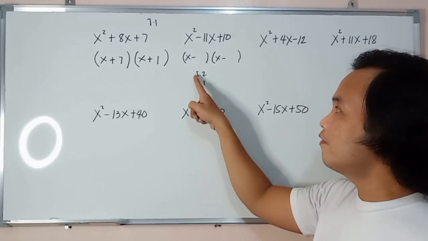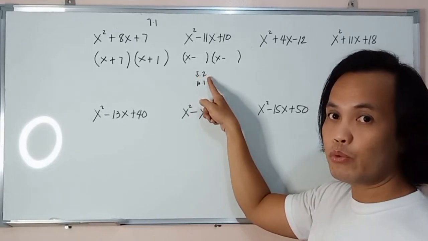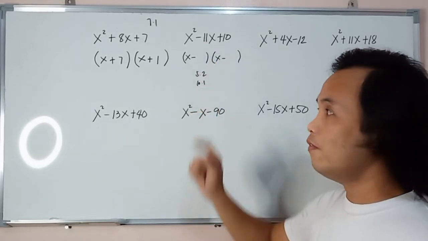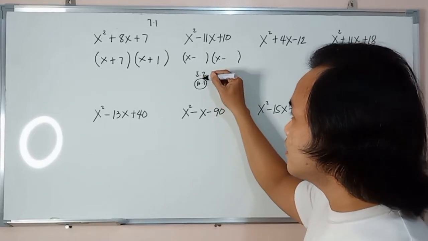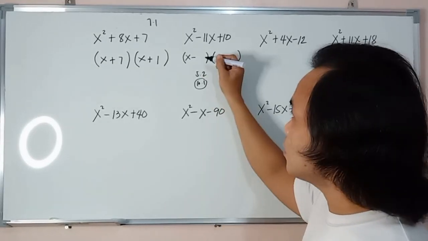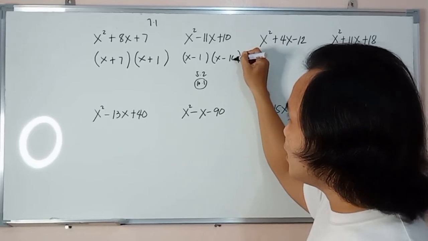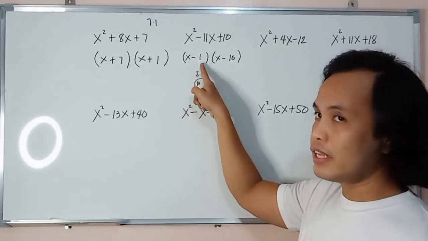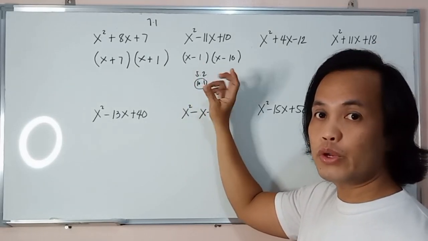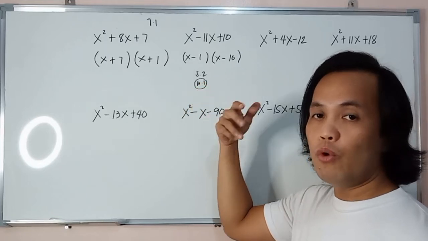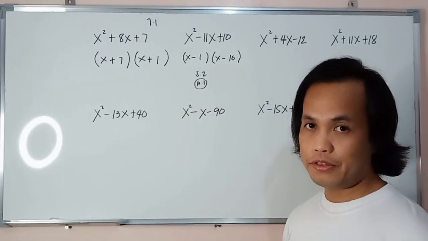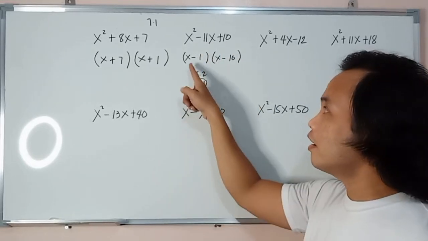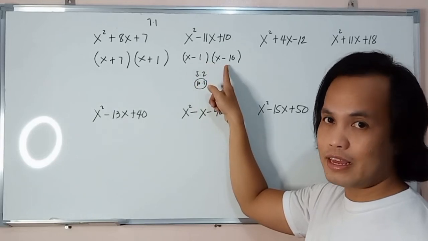When we add, 5 plus 2 gives us 7, but we are looking for 11. So we have 10 plus 1. Therefore, we can use the factors 10 times 1. We can write 1 at the first factor and 10 at the second, or x minus 10 times x minus 1, so we can interchange. The same, if we want to check, we use the FOIL method. The factors of x squared minus 11x plus 10 are x minus 1 times x minus 10.